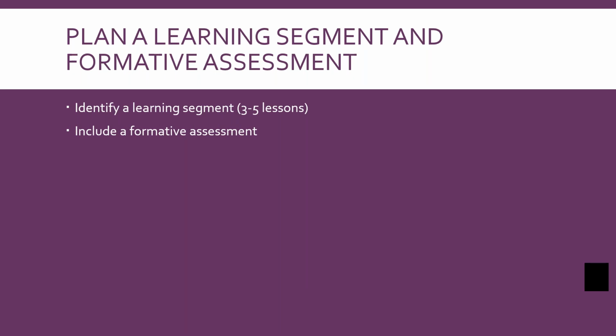Next, you're going to plan the learning segment and the formative assessment. And this can be done with your cooperating teacher. You will identify the learning segment, and you will include the formative assessment. Now, you're not writing full lesson plans for each of these 3 to 5 lessons like you are for the literacy portion. Remember, in tasks 1 through 3, you had to write full lesson plans for the learning segment. That is not the case with task 4. You only have to fill out this template or chart that shows that you have an understanding of what's going to be covered in the learning segment.